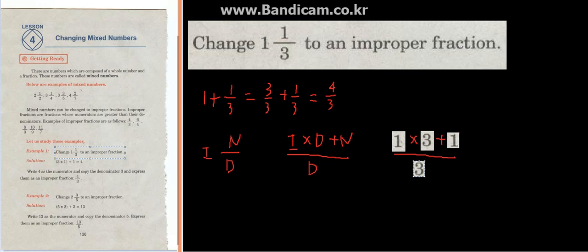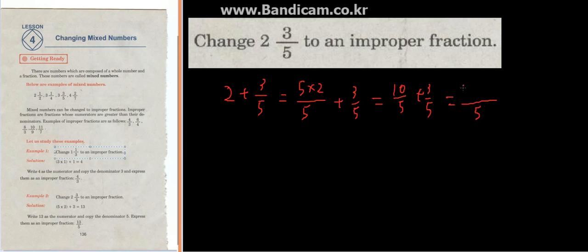So if you calculate, what is the answer? Well, 1 multiplied by 3 is 3, and there's 1, so this becomes 4 over 3. And the answer is just the same. So let's go to the next question.